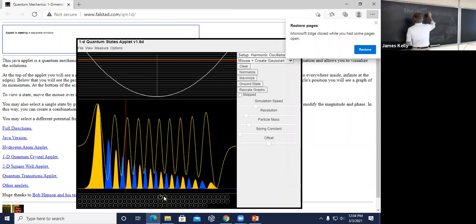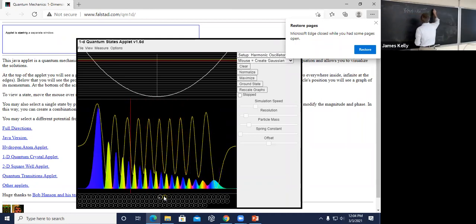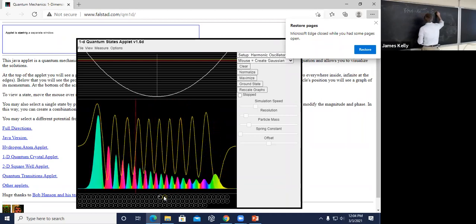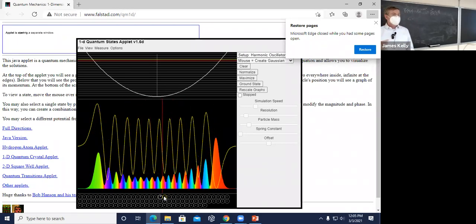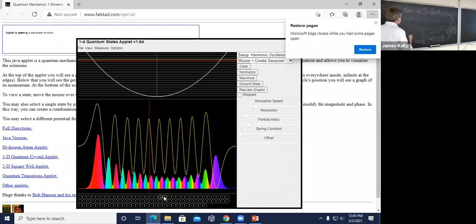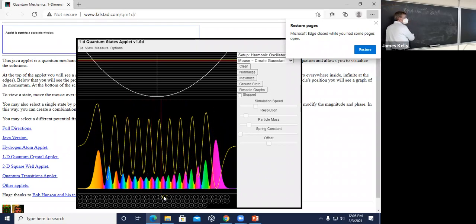So that means I need to write this as a sum from 0 to infinity of Cn psi n of x, for the harmonic oscillator psi n's. Okay, so how do I get, for example, C0? Let's just see if it looks doable when we get this. What do I do? What's the prescription? Somebody help me write down the formula here. Integral.